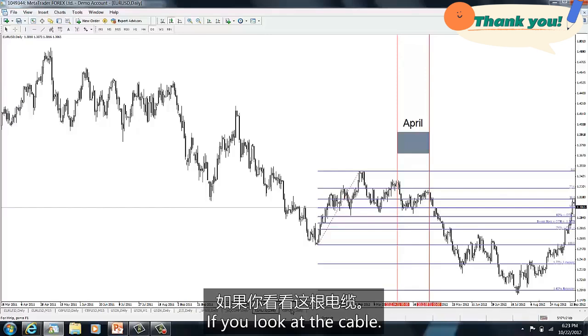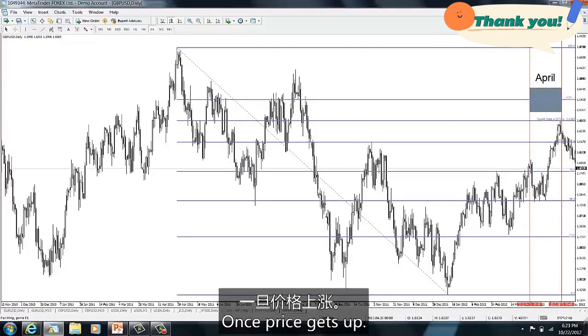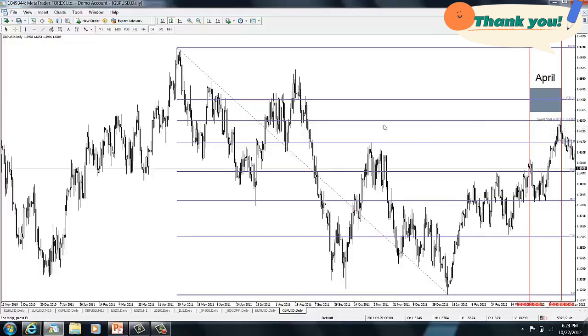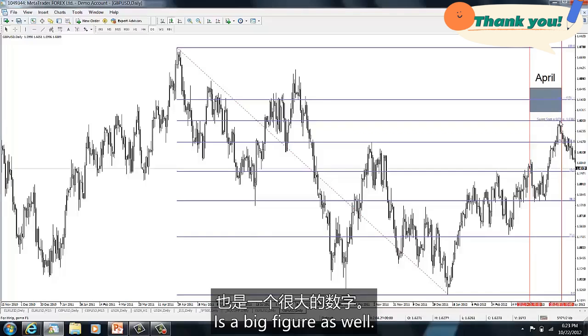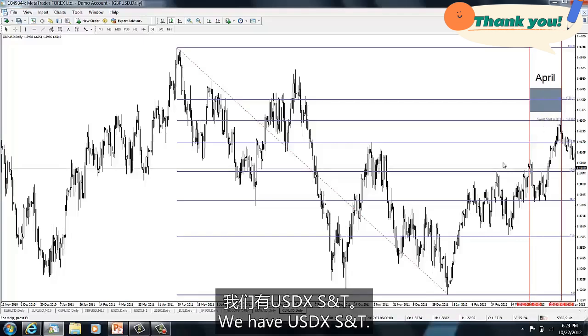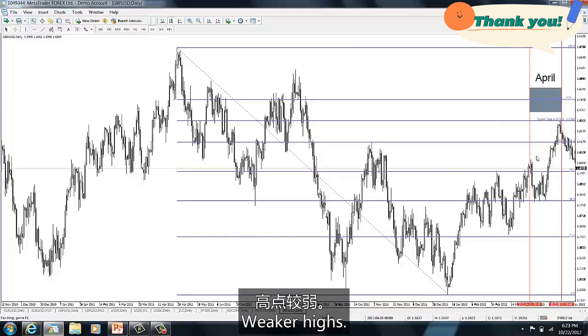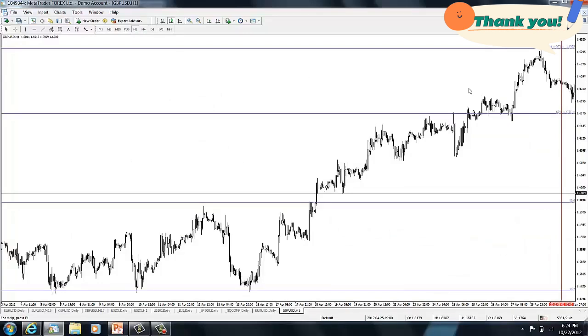If you look at the cable, once price gets up into this inside the range concept, the sweet spot 163 is a big figure as well. We are still within the April seasonal decline time period. We have USDX SMT, we have correlated pair SMT, weaker highs comparable to the higher high in the cable here. So now what's going on in the lower time frame? Let's just use an hourly chart. Here's what's happening. Price trades up into that 163 figure and trades off.